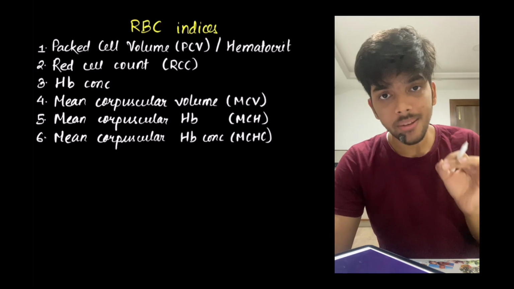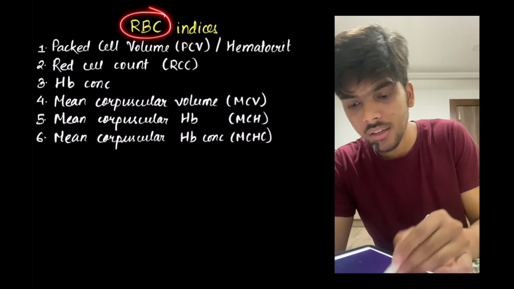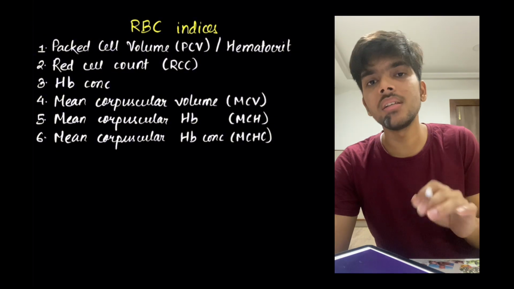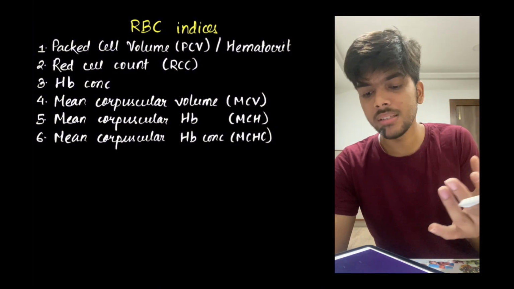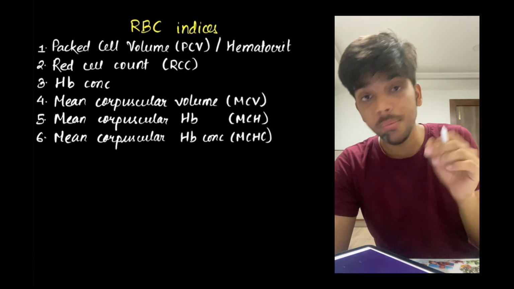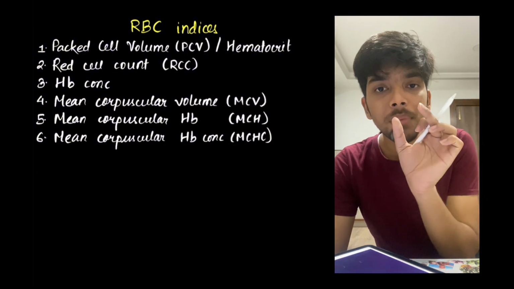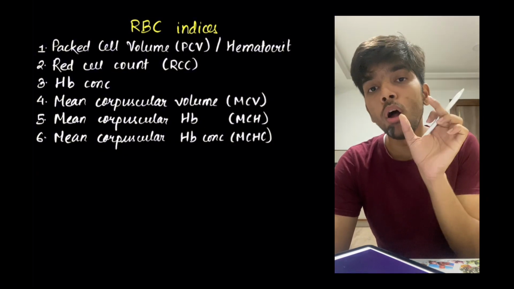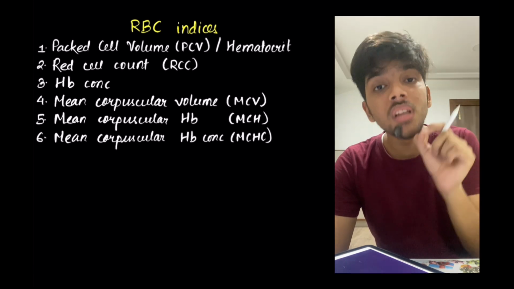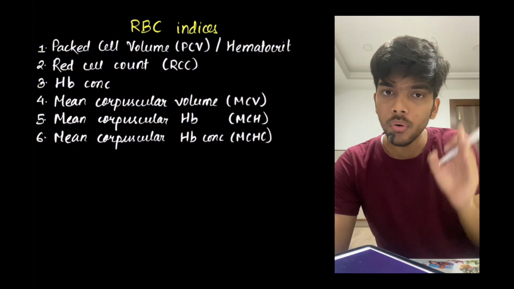Before getting into the various types of anemia, we need to understand the RBC indices. RBC is your red blood cell and indices is nothing but the plural of index. So these refer to the various features related to RBC. For example, the total volume of RBC present in your blood, or the total number of RBC present in your blood, or the concentration of hemoglobin present in your blood, or more specifically for a single RBC, the volume of a single RBC, the amount of hemoglobin contained in that single RBC, or the concentration of hemoglobin contained in that single RBC. So you need to know about all these features.